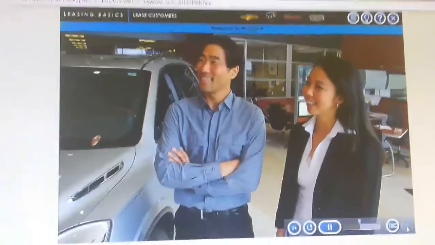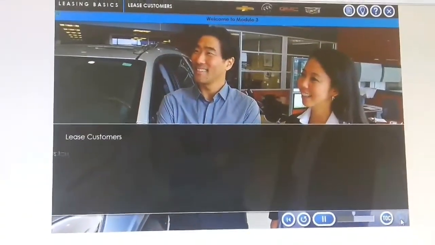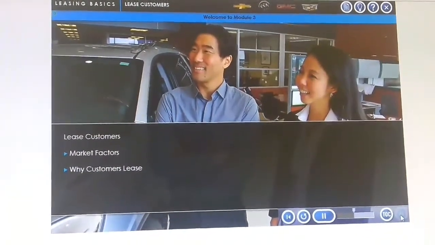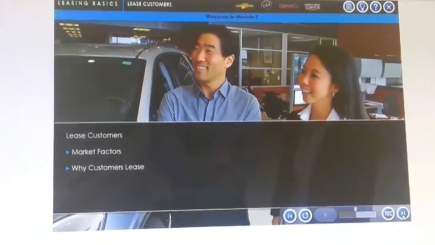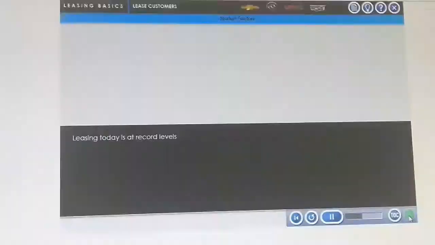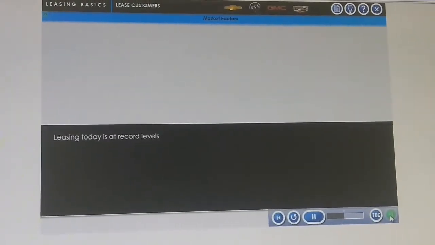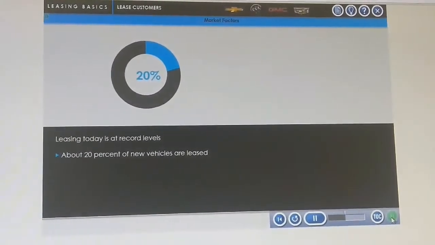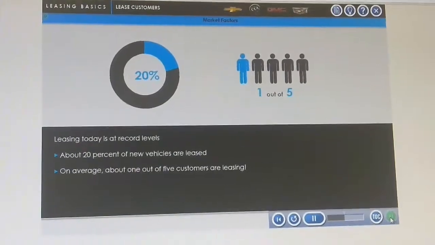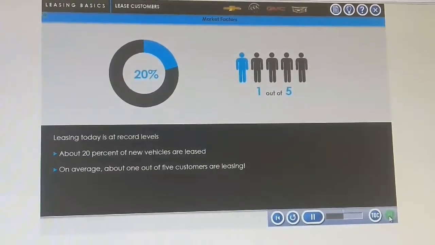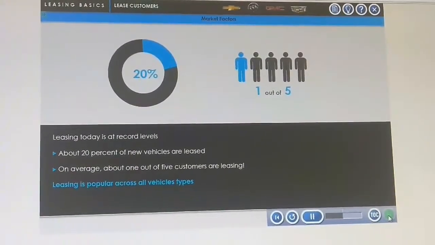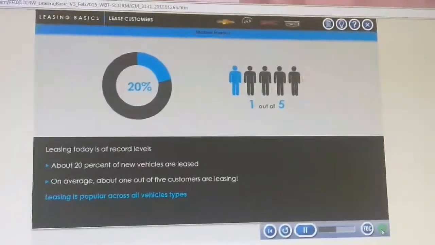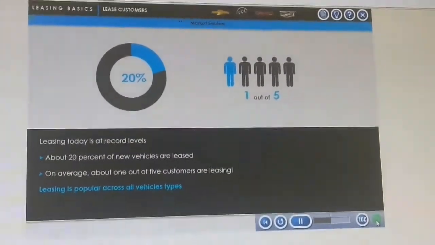Welcome to Module 3. In this module, we'll discuss leasing factors in today's market and why customers lease. Leasing accounts for a significant portion of retail transactions. Historically, about 20% of new vehicles are leased. That means that on average, about 1 out of 5 customers are leasing. And leasing is popular across all vehicle types, from luxury to entry-level, and from cars to SUVs and pickups.